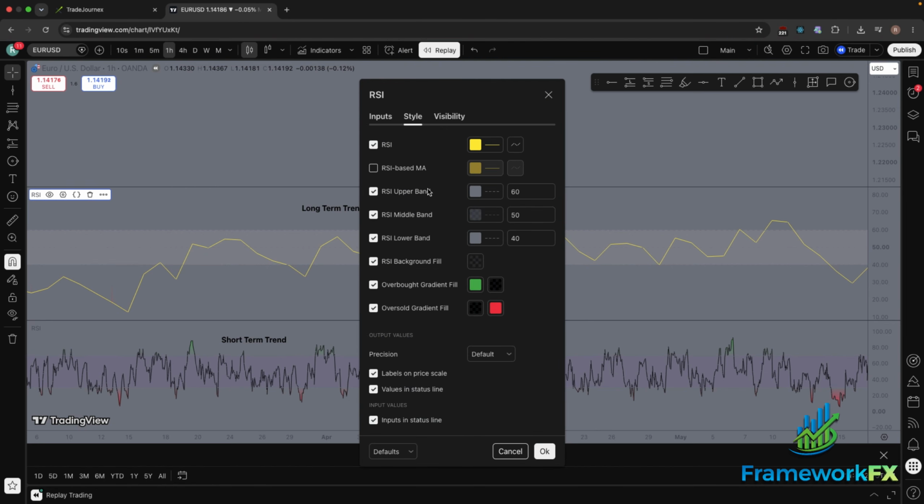Style-wise, this is also important. We've got an upper band of 60 and a lower band of 40. That's the grey area that you're seeing represented here. That is really important because that's going to play into whether we're considering price as bullish, bearish or sideways, basically, and it's going to keep us out of those sideways long-term moves.